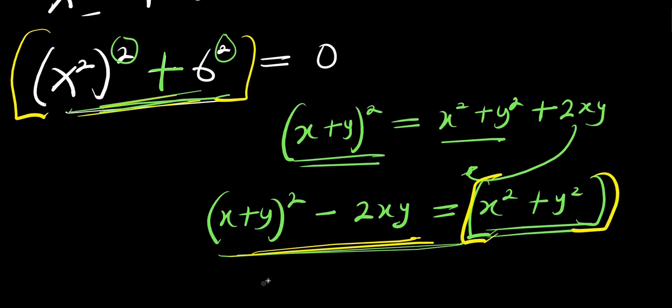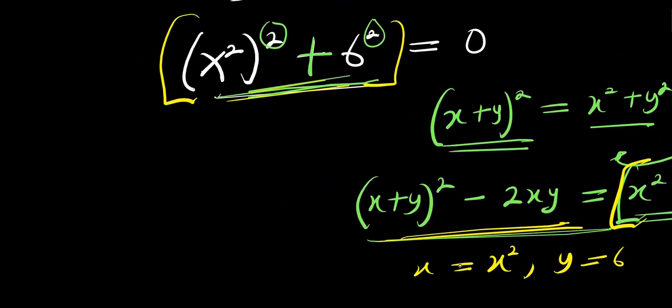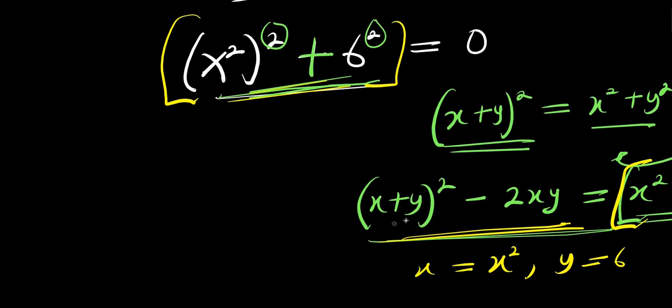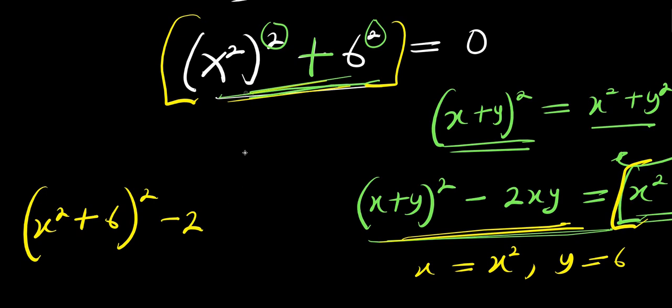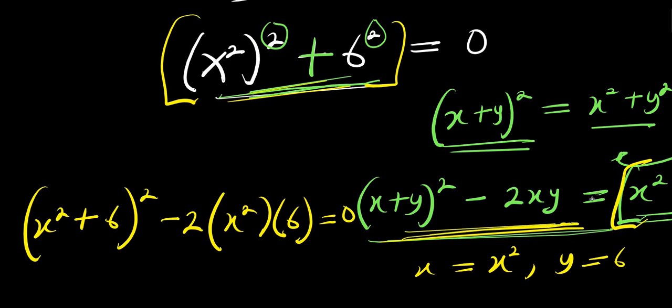So let's do that. That means our x here is the same thing as having x squared. Then our y here is the same thing as having 6. Have you seen that? So let's do that. That means having x plus y here, we are going to have x squared plus 6, then this is raised to the power of 2, then minus 2 times x squared times y, which is 6. And this equals 0 because we have just made use of this, right?